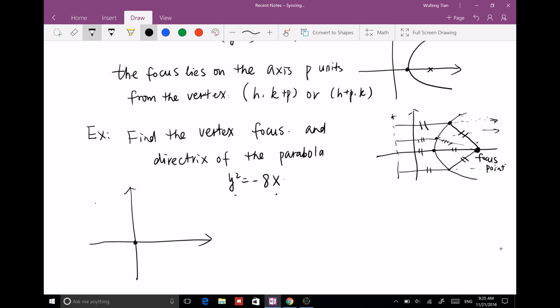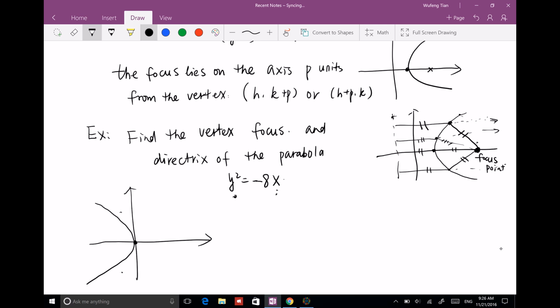And it's open leftward, because when you're not sure if it's open left or right, left is negative, right is positive, and this is negative 8x. Then you know if it's upside down or left or right. Because this is y squared, y can go positive or negative, but x can go only one direction, either left or right. So it's pretty easy to decide which way to go.